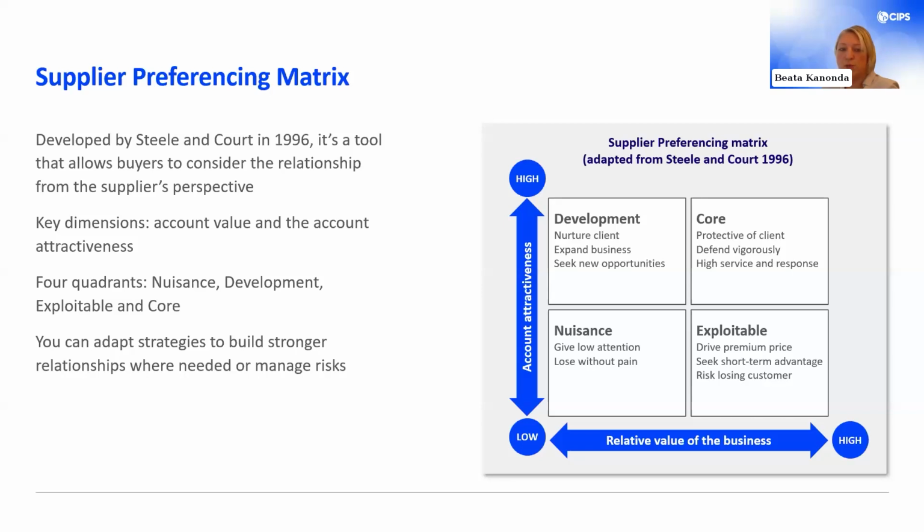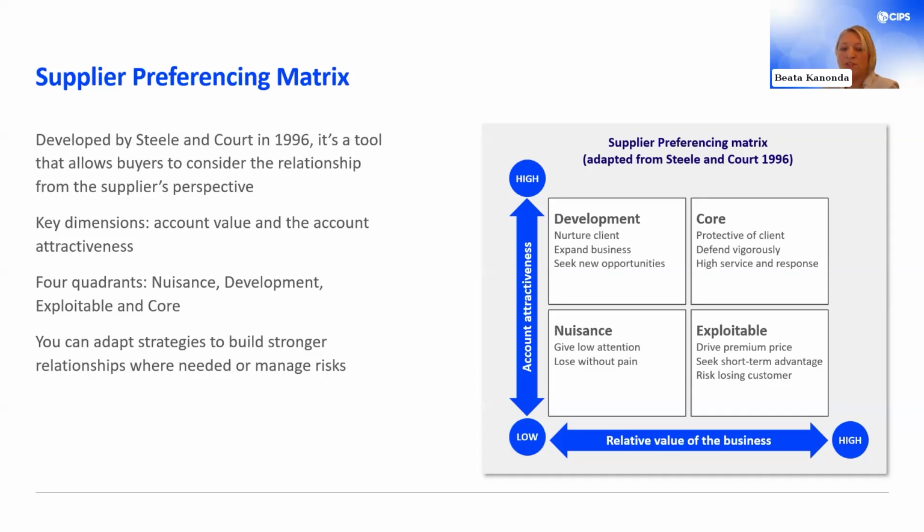The matrix uses two key dimensions: relative value of the business, which refers to the financial value that the customer brings to the supplier, and account attractiveness. This dimension assesses the strategic importance of the customer. Based on these two dimensions, customers are categorized into one of four quadrants.